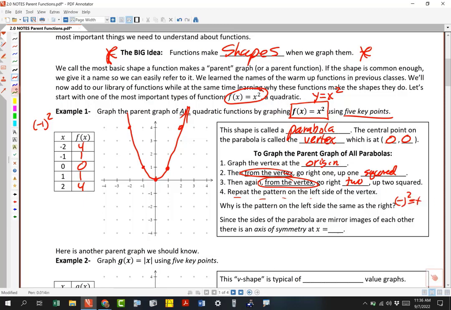And then you'll notice, you don't have to draw this, but there's an axis of symmetry because the left side is the same as the right side. We get an axis of symmetry at x equals 0. This is symmetric right down the center, and the center on this one happens to be the y-axis. Everybody good there?